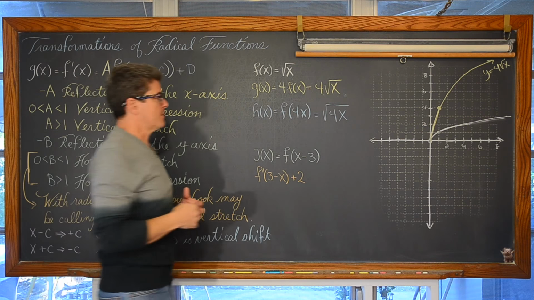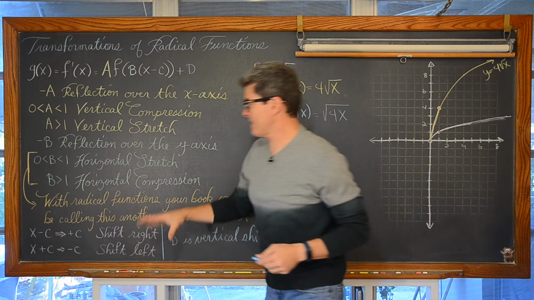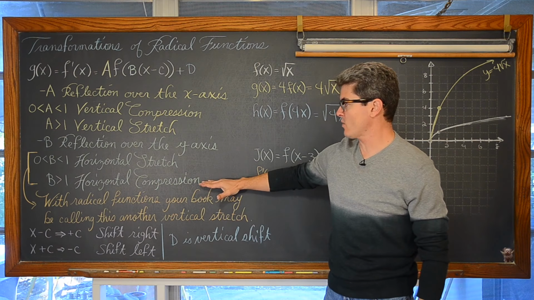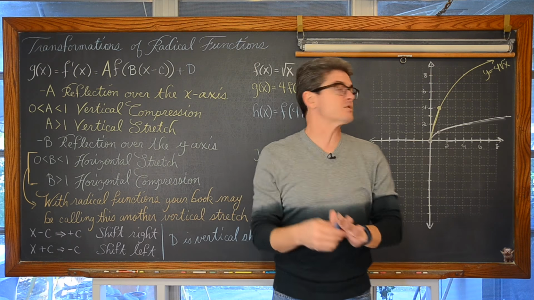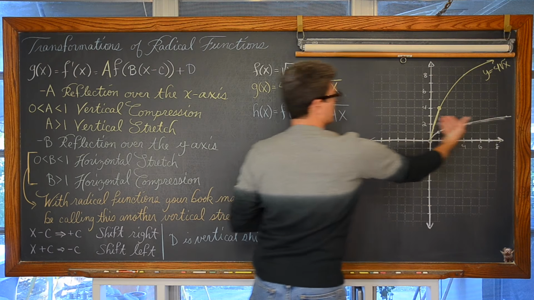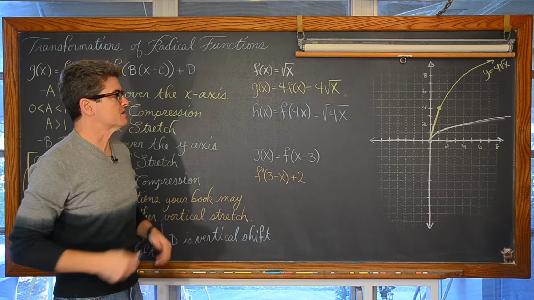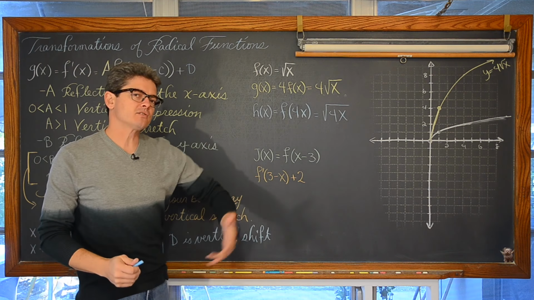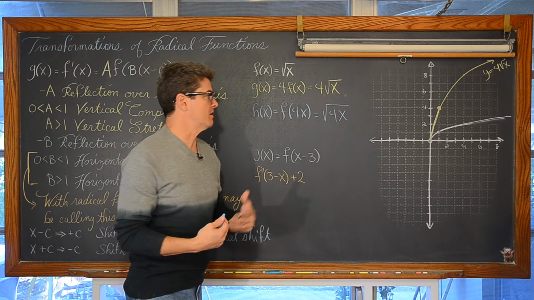Now, we can look at this in a couple of ways. We can look at it as my notes say in green, which is if b is greater than 1, then you have a horizontal compression. This 4 is going to take all of these points and move them closer to the y-axis with a factor, if you will, which is multiplication or division, of 4.